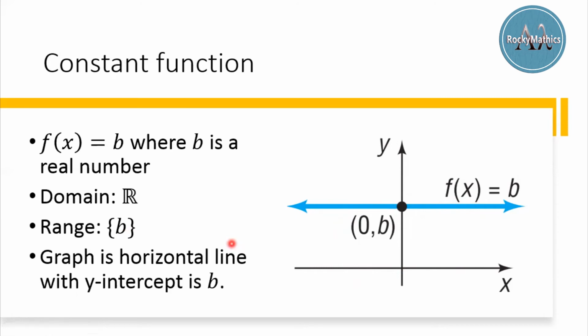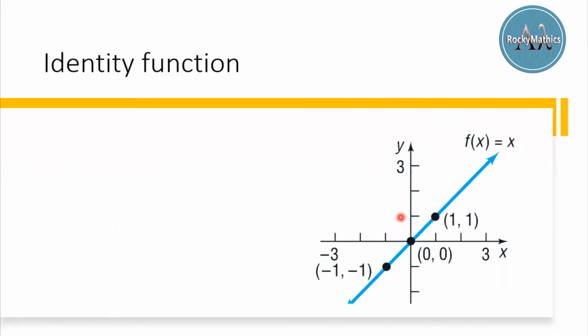Now, we also have to remember that the graph is a horizontal line with y-intercept b. So, in a constant function, the graph is a horizontal line with y-intercept b. So, here we have 0 and b. Next is the identity function. Now, the identity function is denoted by f of x equal to x.